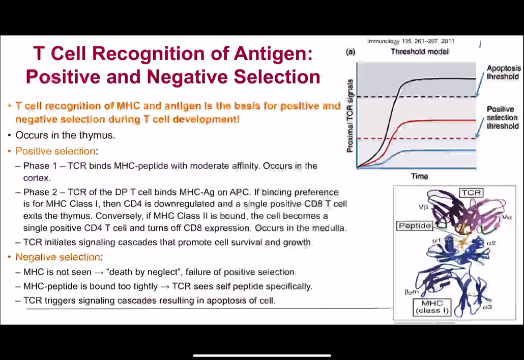Above that black line, that's the apoptosis threshold. That is where there's a strong signal that is generated and starts that cascade so that the cell dies. All right? Does that make sense? Okay.